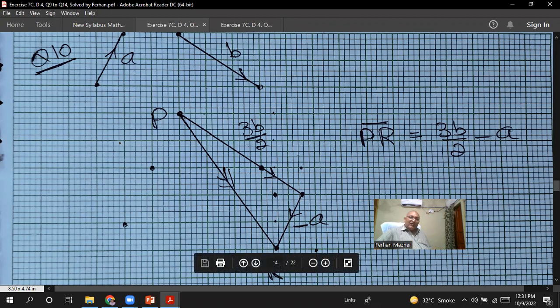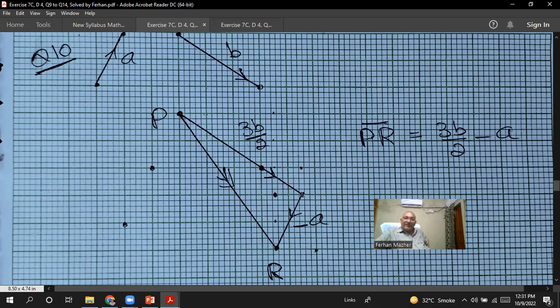Okay, now I have to represent this in terms of B and A. So I started from the P, which is the tail of that vector PR, and I made my move 1, 2, 3, 1, 2. That's 1B. Then I moved 1.5 to the right, and then 1 step down.